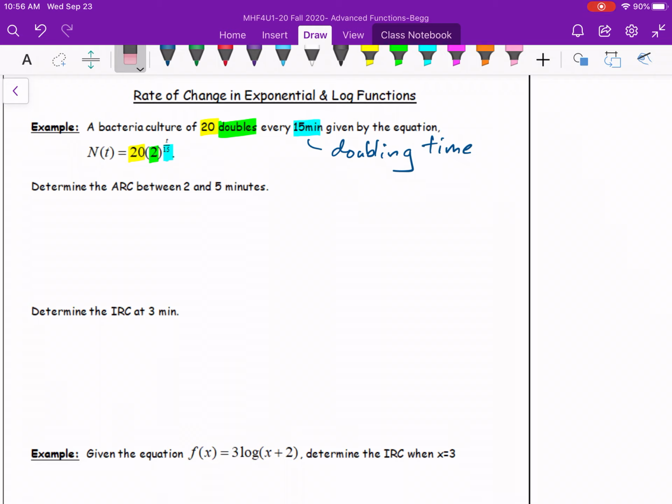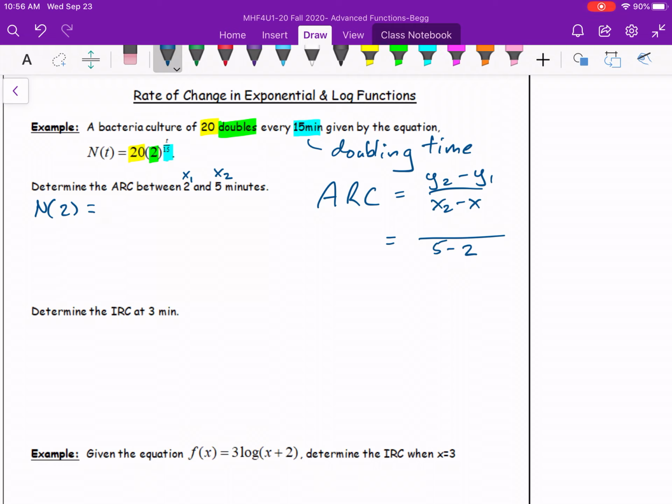Determine the average rate of change between 2 and 5 minutes. So again, for average rate of change, what we want to do is use the slope formula, but we don't have to use that small interval of 0.001. We can just do y2 minus y1 over x2 minus x1. Well, this is x1, this is x2, so that part is easy: 5 minus 2. And I just have to find out what the y value, in other words, N at 2 and N at 5 is. N at 2 is going to be 20 times 2 to the 2 over 15.